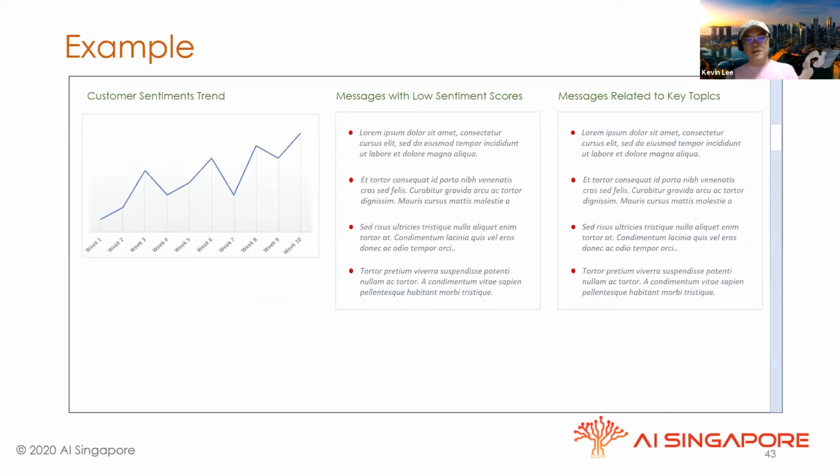So just to give you a graphical view of potentially what the end result will look like. You can have customer sentiment trends. If the customer sentiment is going up, then you're fine. If it's going down, then you've got to pay attention. Messages with a low sentiment score, you can pull out, or messages related to key topics, you can also pull out. Just think about it from a senior management perspective.